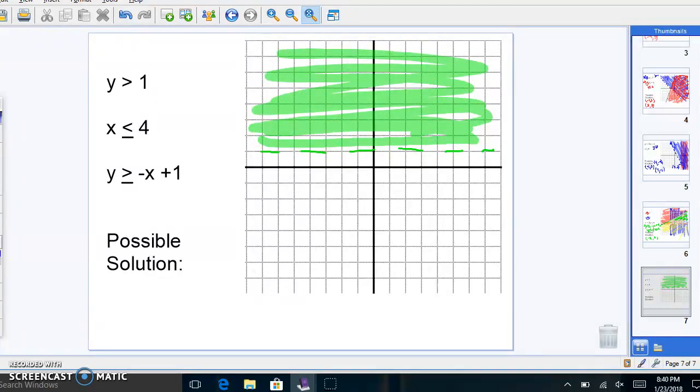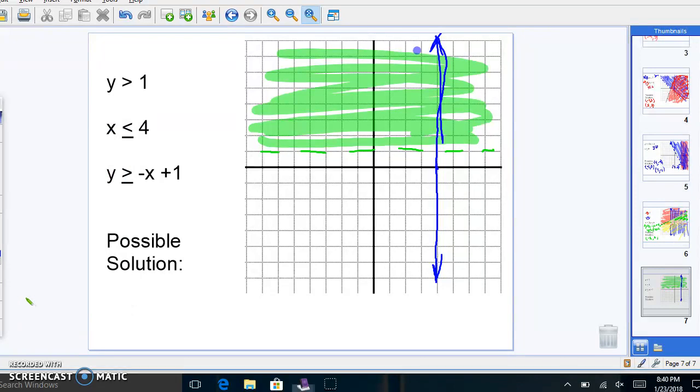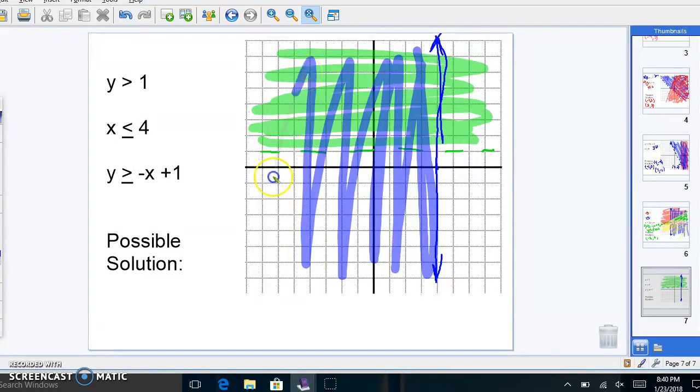Okay, we're going to do x is less than or equal to 4. We'll do that in blue. So my x-intercept's at 4. It says less than or equal to, so we're going to have a solid line this time. And it says less than 4, so we would shade to the left here of my line. So anything to the left of that line.